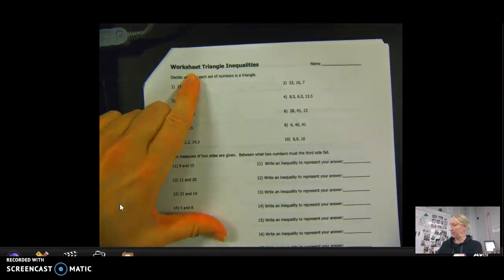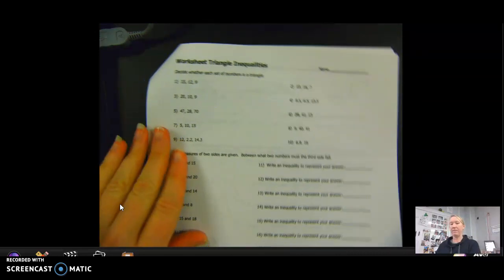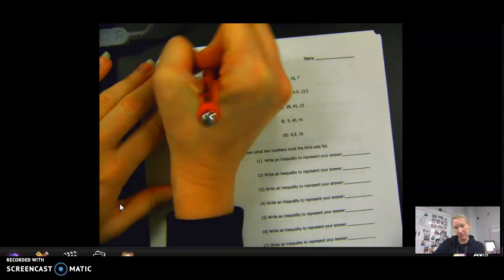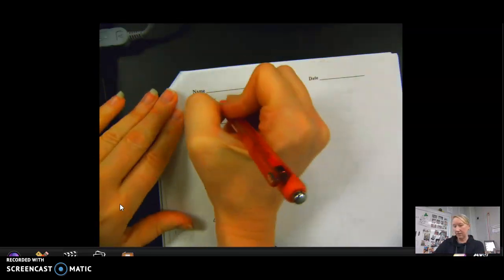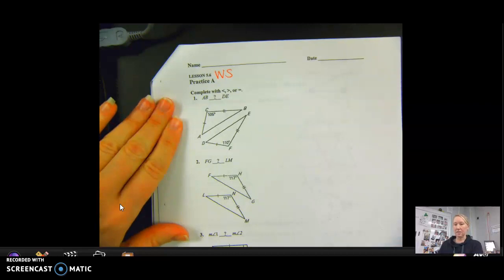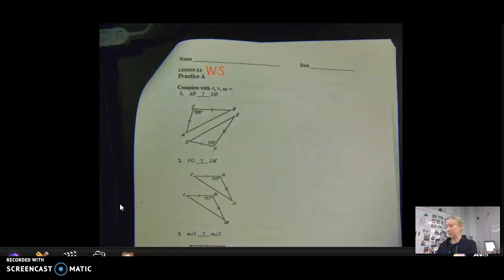I'm going to call this 5.5 worksheet. So when you see that, 5.5 worksheet, and then I'll call it worksheet triangle inequalities. You're going to complete that and enter your answers into Schoology. This is lesson 5.6 worksheet. So you'll complete this and enter your answers into Schoology.